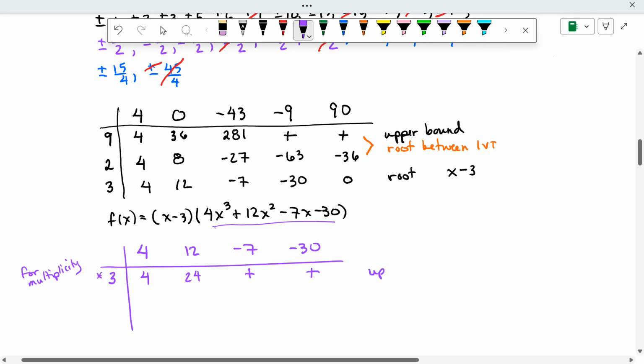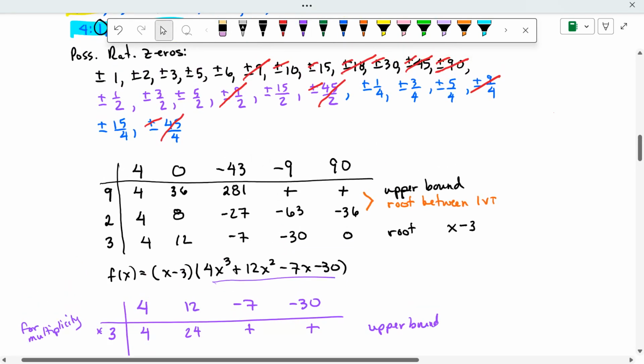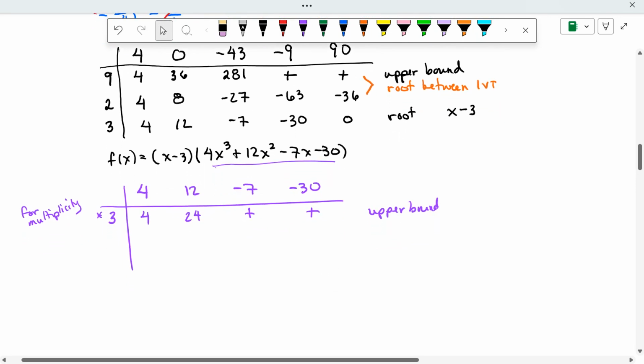So now I see an upper bound. And I can go back up and cross off any root that is greater than +3. So that means +5 is out, +6 is out. Those I've already done. +15 halves is out, and 15/4 is greater than 3. So I'm slowly narrowing down my list. Let's try 1.